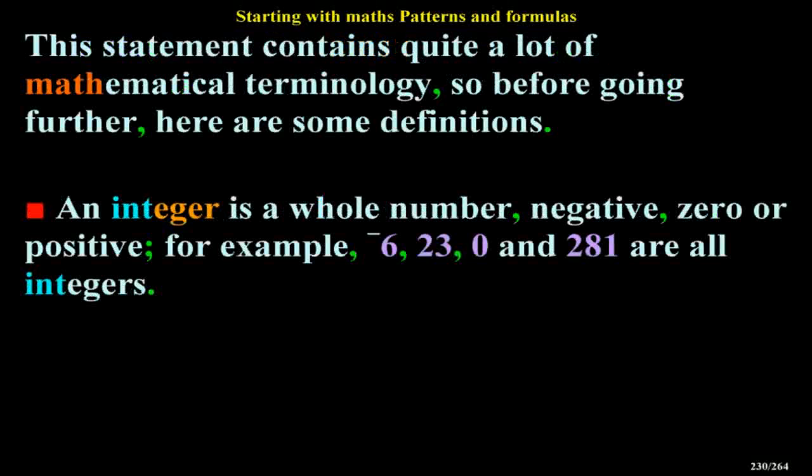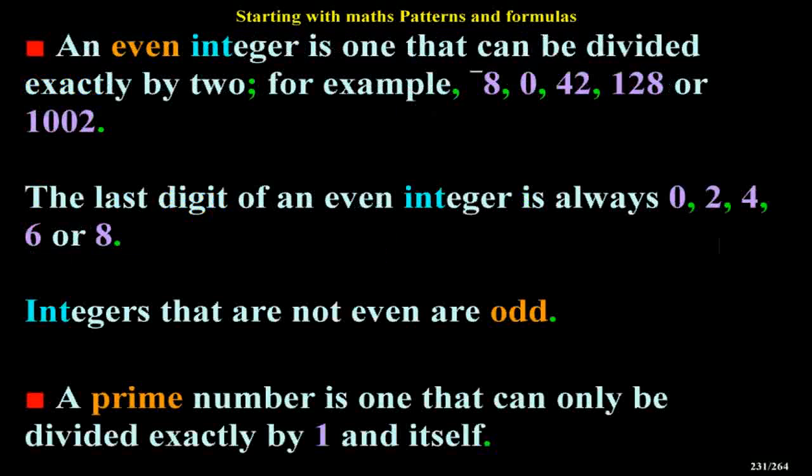An integer is a whole number, negative, 0 or positive. For example, 6, 23, 0 and 281 are all integers. An even integer is one that can be divided exactly by 2. For example, 8, 0, 42, 128 or 1002. The last digit of an even integer is always 0, 2, 4, 6 or 8. Integers that are not even are odd.